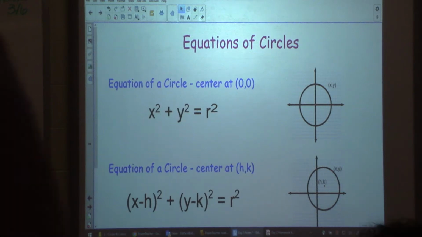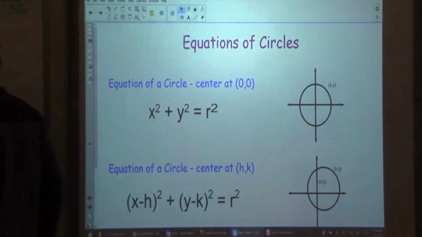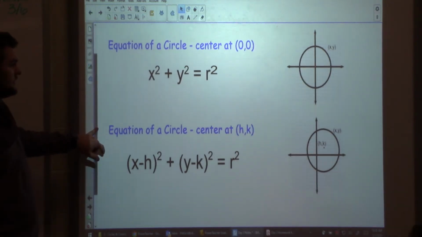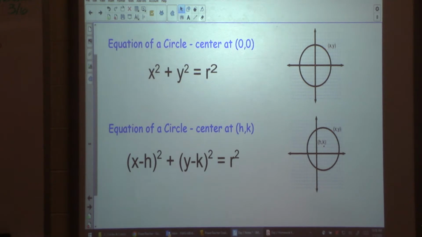Okay, so yesterday, this is our equation, right? X squared plus y squared equals r squared. We said any time it's at 0, 0, we have x squared plus y squared equals r squared. That will not change. However, today we're going to talk about centered at h comma k. Centered at any point besides 0, 0. Well, all we're going to do is we're going to take our h and our k values, we're going to subtract them from x and y.